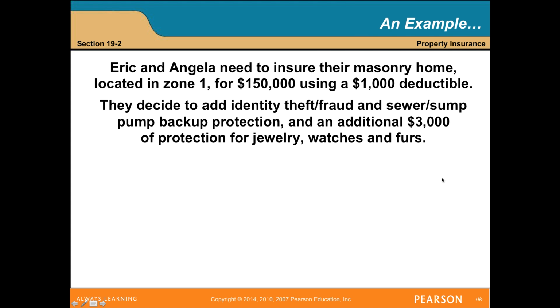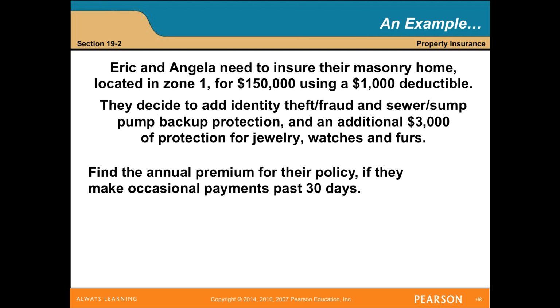So here's an example. Eric and Angela needed to insure their masonry home, located in zone 1 for $150,000 using a $1,000 deductible. They decide to add identity theft fraud protection and sewer backup protection with an additional $3,000 of protection for jewelry, watches, and furs. Find the annual premium for their policy if they make occasional payments past 30 days.